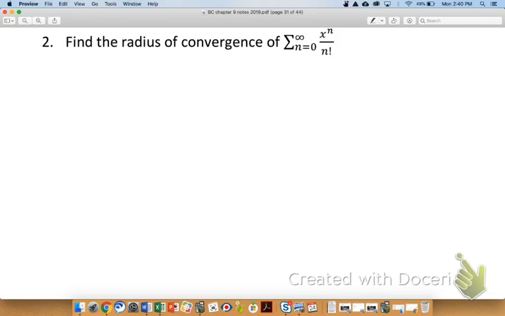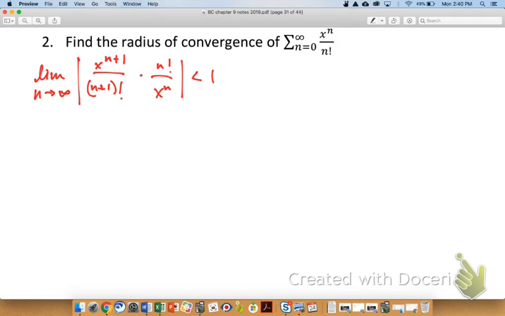So here we go. I would say limit as n goes towards infinity of my ratio test. So this would be x to the n plus 1 over n plus 1 factorial times n factorial over x to the n. Now remember, I'm looking for convergence. And so what does this have to do if I'm going to have a converging series? It's got to be less than 1. So I'm setting myself up for success. I'm saying I'm looking for convergence. Therefore, that had better be less than 1.